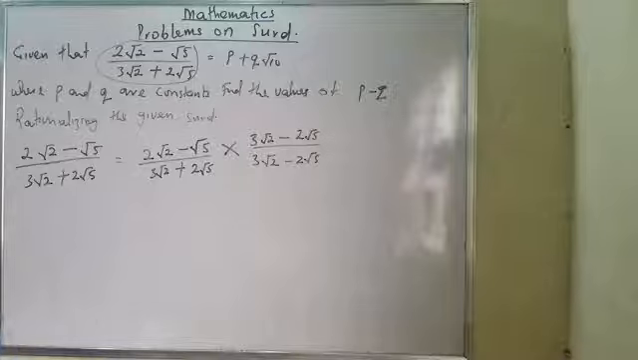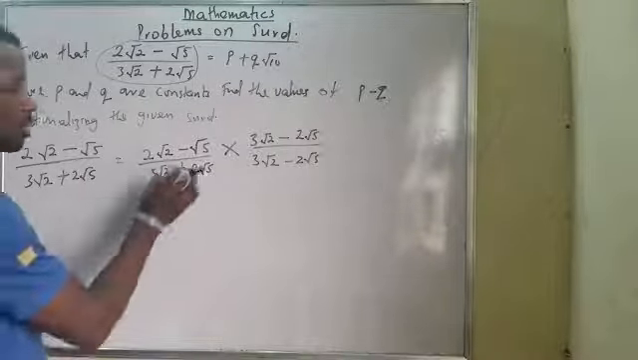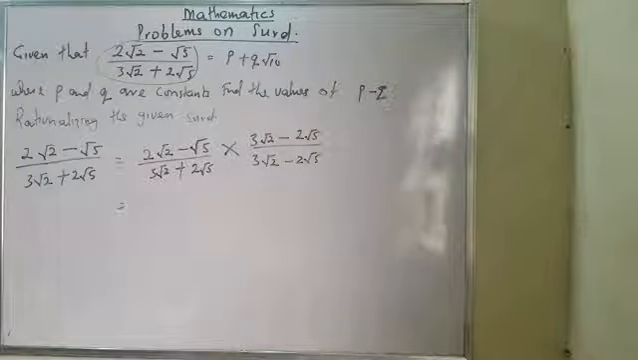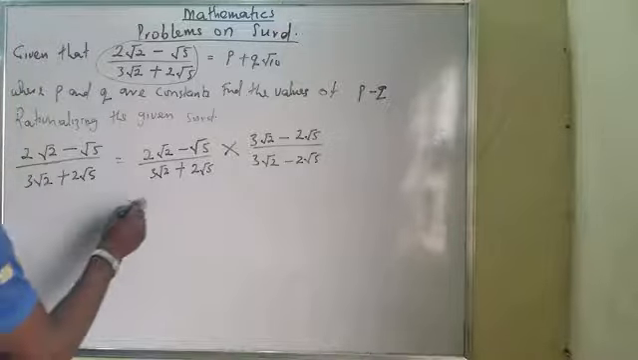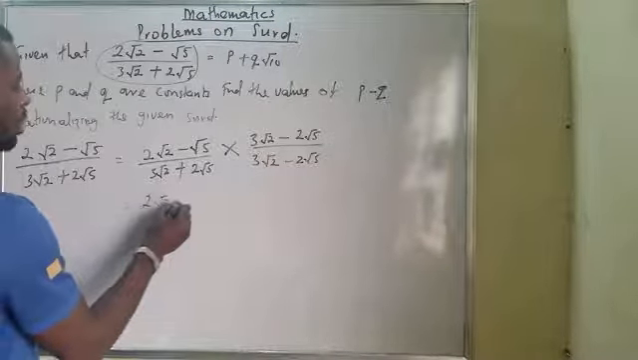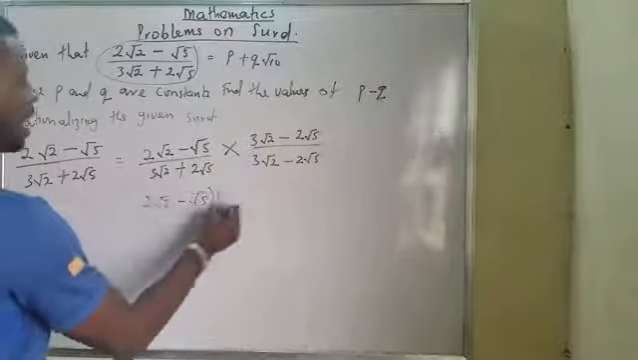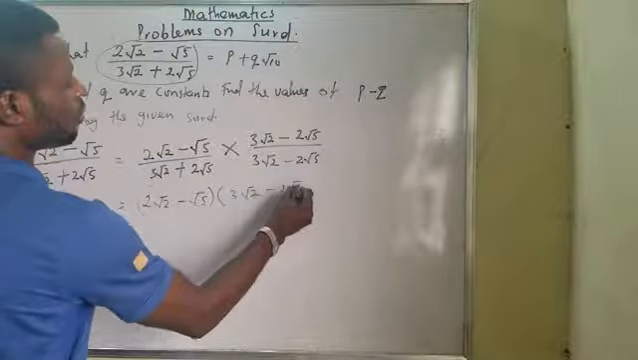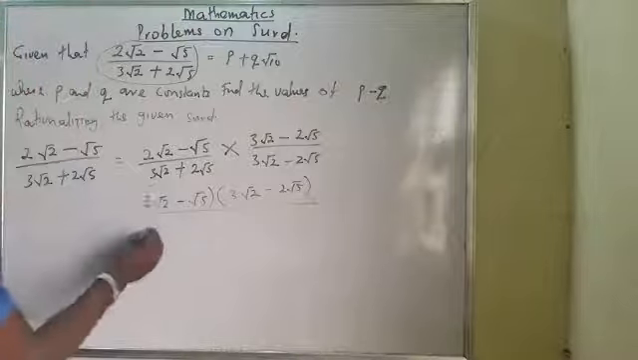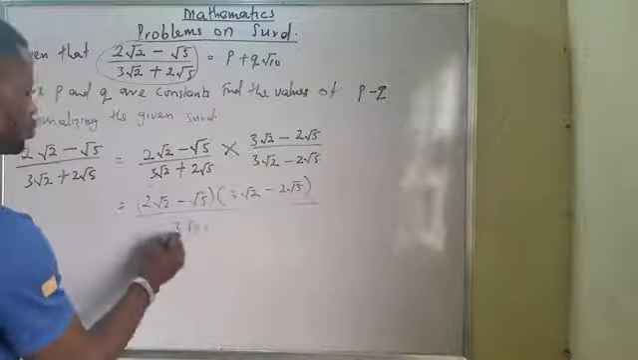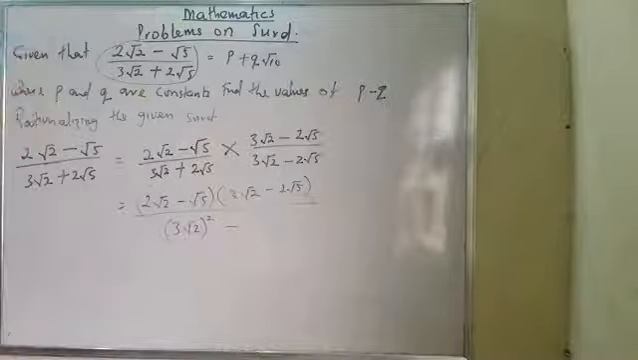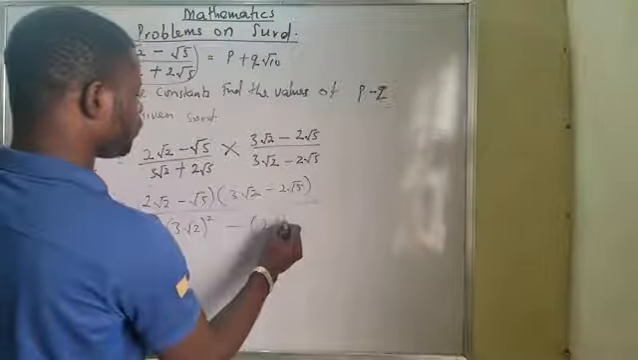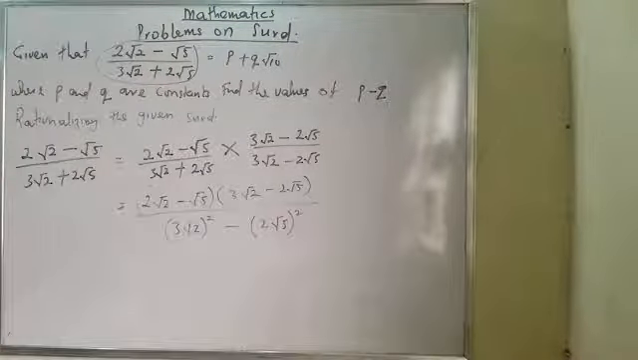Now, at this point, think towards the difference of two squares to make your work very fast, because this type of question will be in your post-UTME, GCE or WAEC. The denominator will be (3 root 2) squared minus (2 root 5) squared, because it's a difference of two squares. That is what you just need to do.